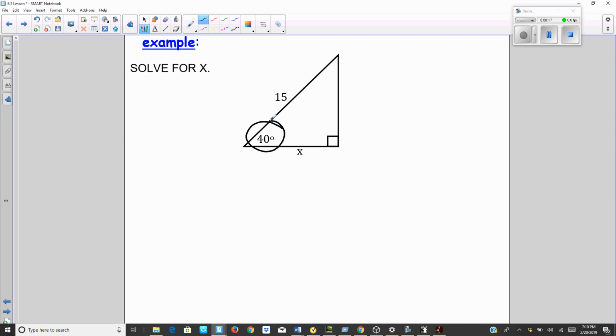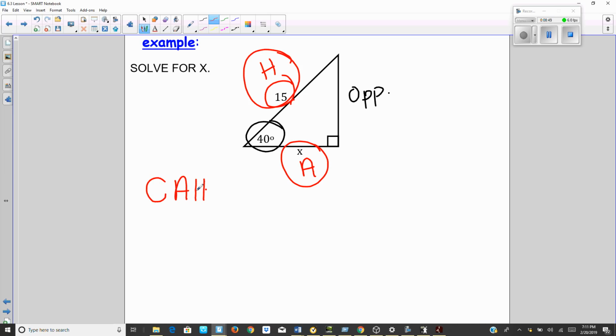So this last one, we've got 40 degrees. Cover it up. The opposite side is over here. We're not going to use the opposite side because there's no number, no letter on that side. 15 is opposite the right angle, so that means 15 is our hypotenuse, which means x has to be the adjacent side. So we've got A and H. So that is the CAH trig function, or, of course, the cosine trig function.